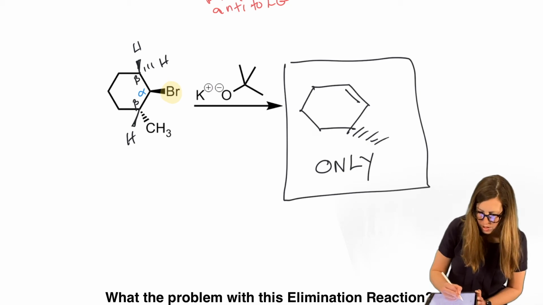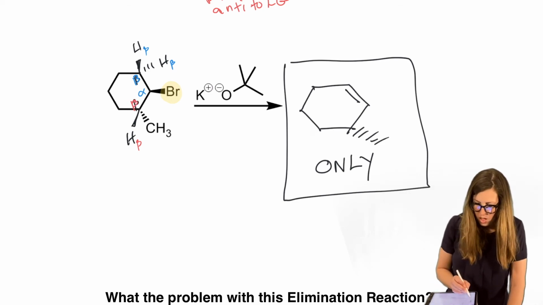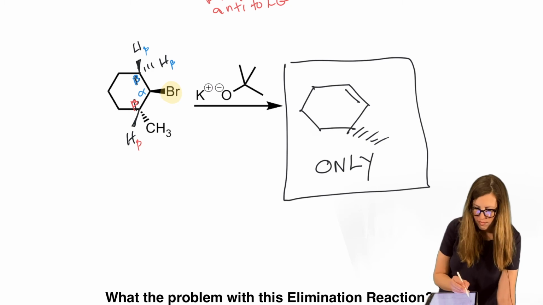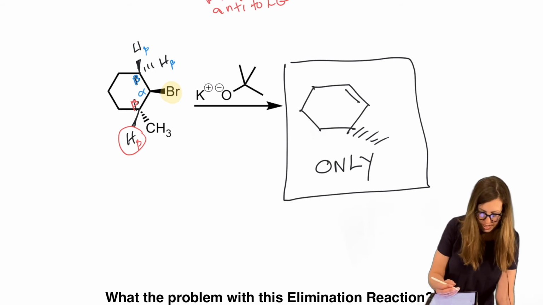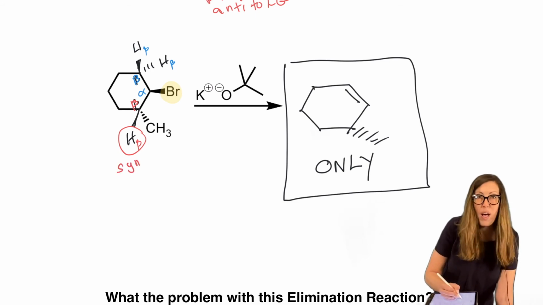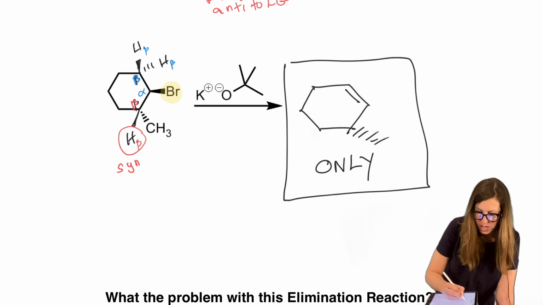Okay, so now here's our beta H. There's a red beta H down there and a blue beta H up here. Those are not really equivalent, but they're on the same beta carbon, which I'll label as blue. And I'll make this one the red beta carbon. Okay, so if I look at this one, it's not anti. It's syn. It's a wedge. The bromine's on a wedge. The leaving group's on a wedge. Syn to leaving group. Therefore, no E2 possible here.